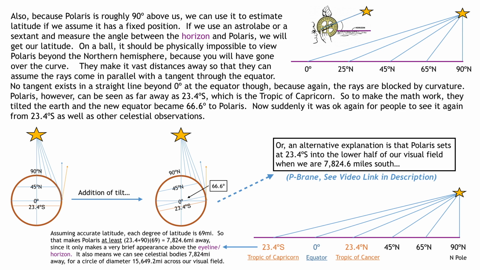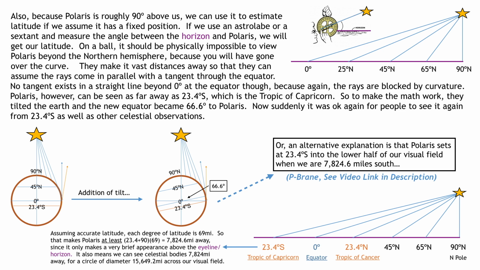But an alternative explanation is that Polaris sets at 23.4 degrees south into the lower half of our visual field when it is an apparent distance of 7,800 miles south. But again, actual distances may not represent reality because of a possible projection phenomenon.